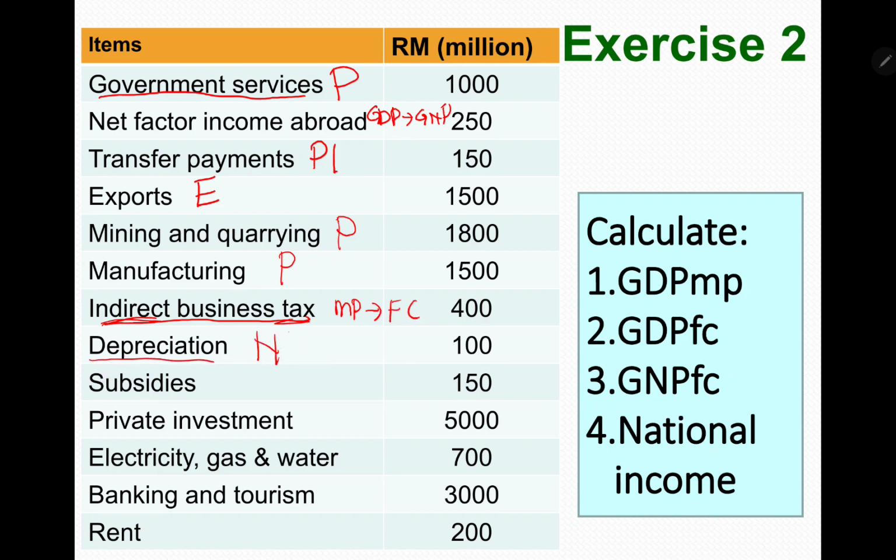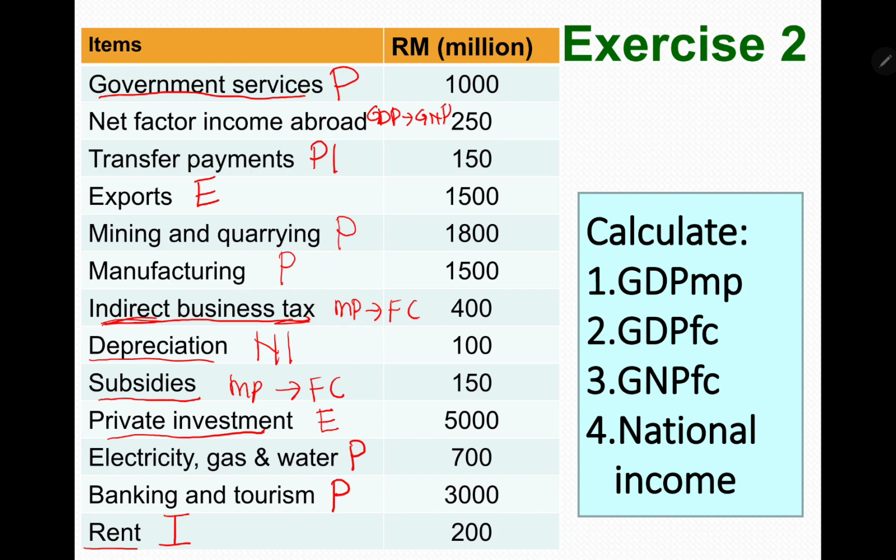Depreciation, when you want to calculate national income. Subsidies, this one from MP to FC. Private investment, this one under C I G X M, expenditure approach. Electricity, gas and water, this one is an economic sector, so this is product. Banking and tourism services, this is product. Rent, if you still remember, rent comes under the income approach. Land, labor, capital, entrepreneur, and the returns to land would be rent. So this is income. Income I will put as I.